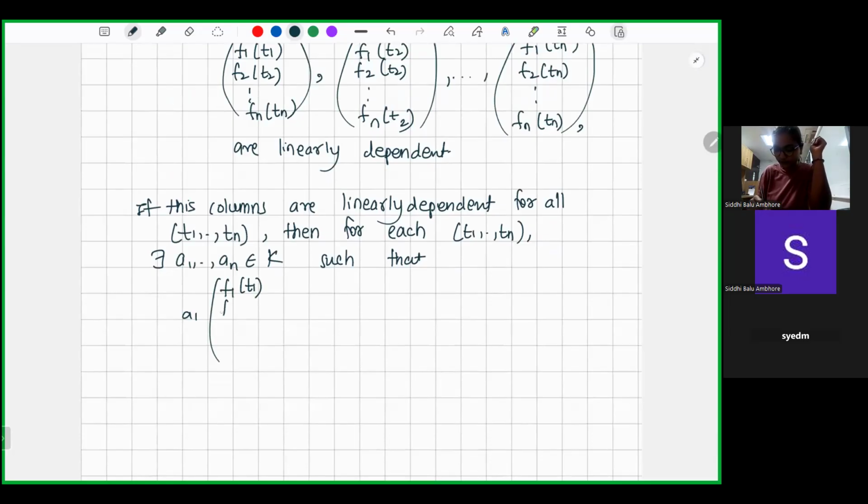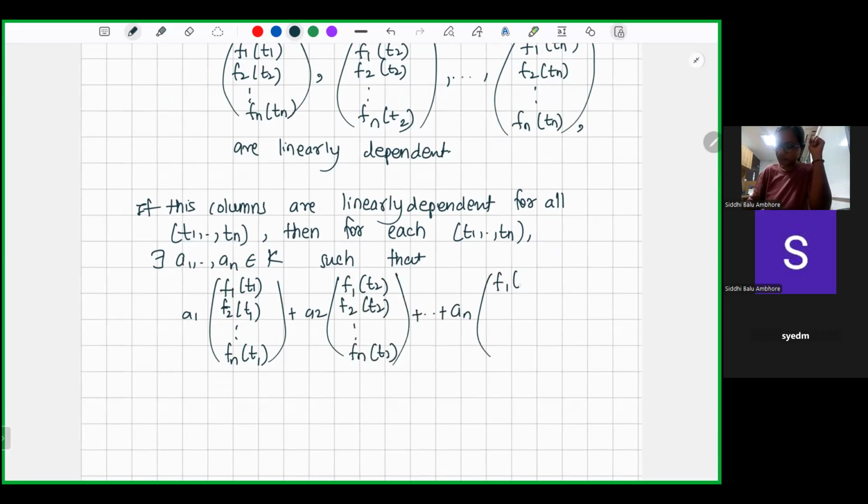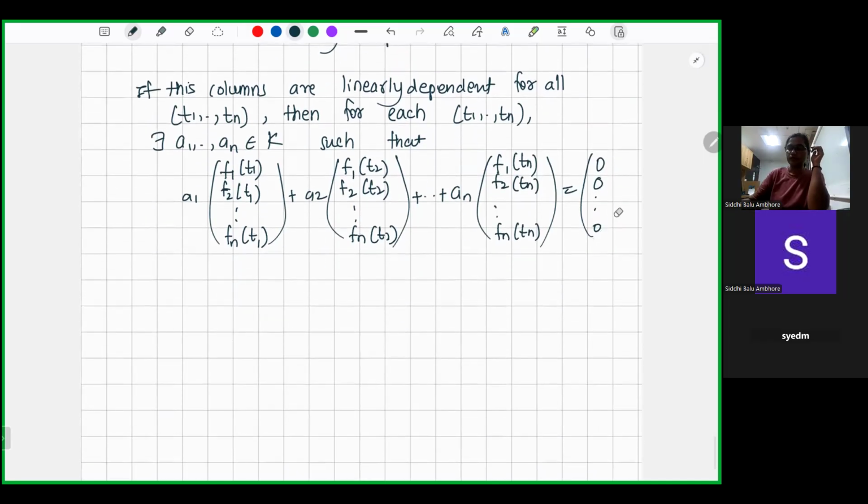A1 times (F1 T1, F2 T1, Fn T1) plus A2 times (F1 T2, F2 T2, Fn T2) plus An times (F1 Tn, F2 Tn, Fn Tn). This whole becomes 0, 0, right? It will give me the 0 column because they are linearly dependent.